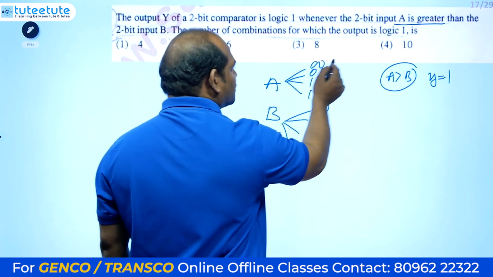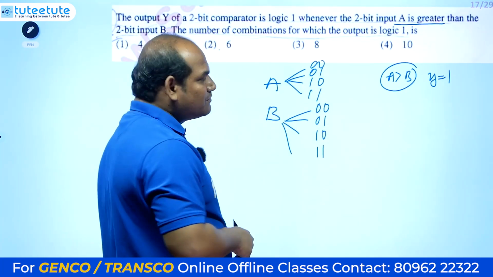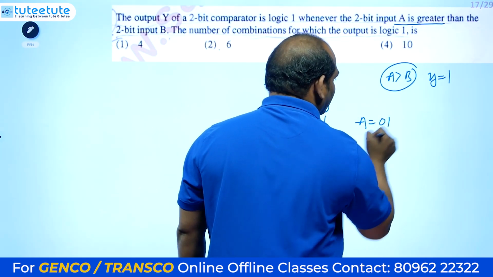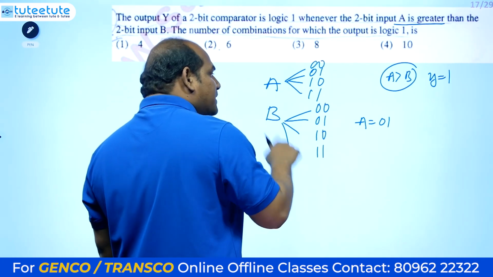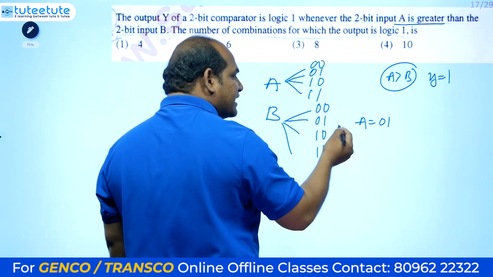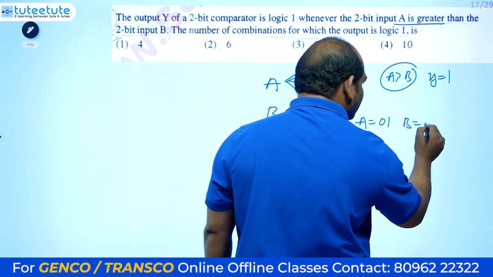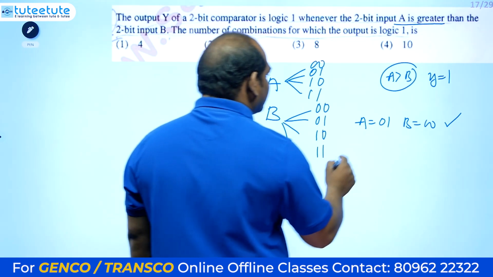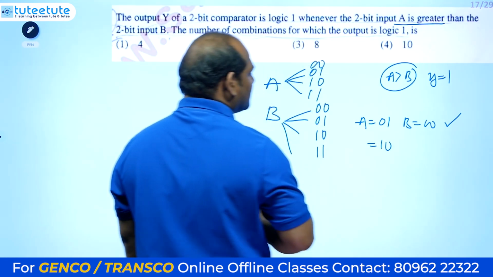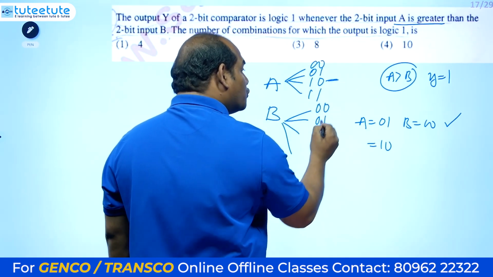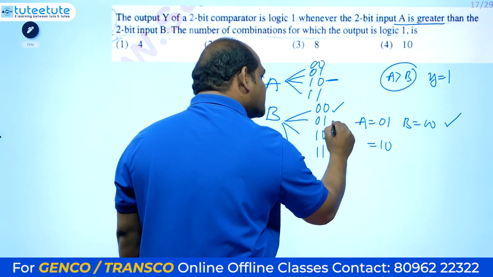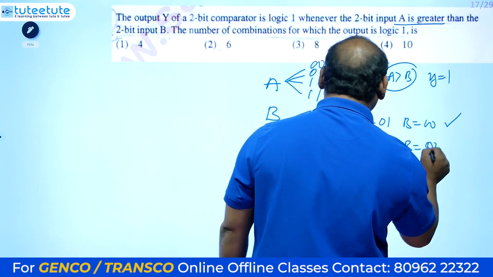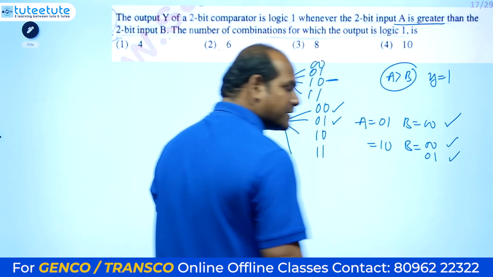For example, A is 00. No chance to get A greater than B, because that is the minimum value. If you take A equal to 01, then B, if you take 00, you will have A greater than B. So that is okay. Now next, take A equal to 10. You may take B as 00 or B as 01, but you cannot take the other two. So here B has 2 chances, 00 and 01. This is okay, this is also okay.